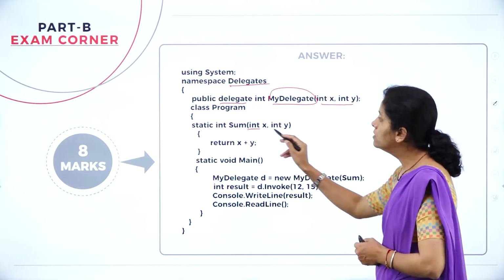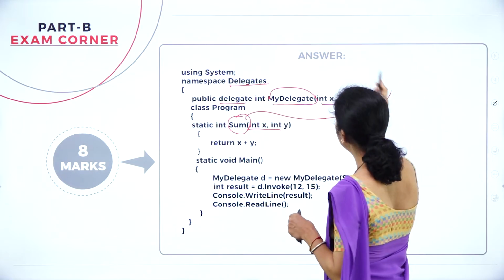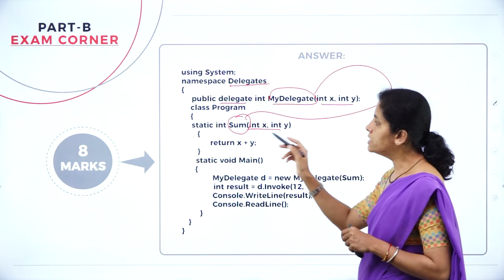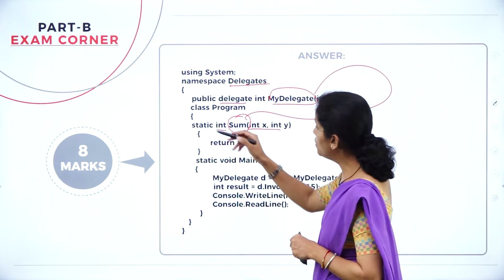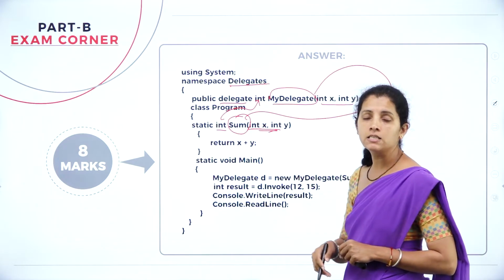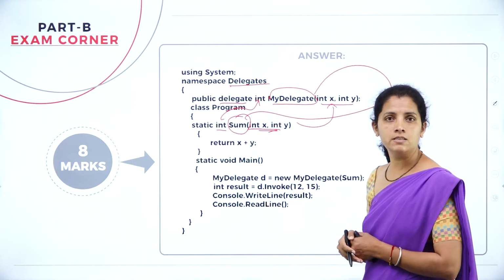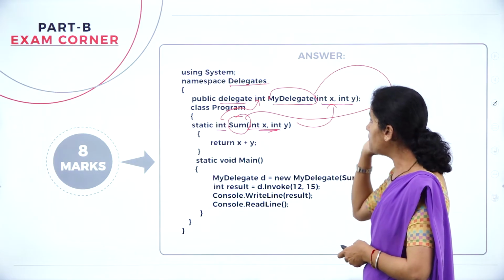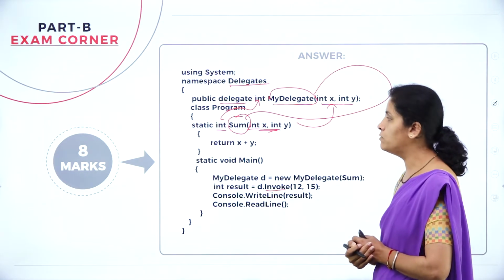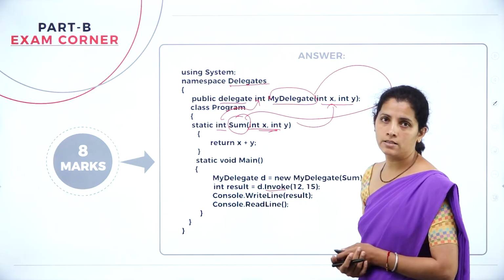And see here, for this method, for this sum, I'm going to create the reference. What is the return type? Int. So the delegate return type must be the same, int. And if I consider the parameters, how many parameters? 2 parameters. So the delegate parameters must be the same. Now, if I want to invoke the delegate, I'm going to use the keyword invoke. So this is all about delegates and it carries 8 marks.